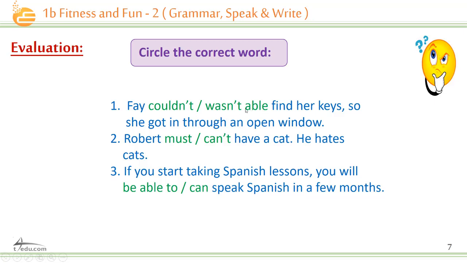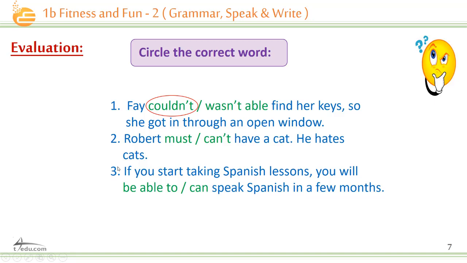Actually, we can't say "wasn't able" because we can't say "wasn't able find." We have to say "wasn't able to find." So the correct one here is "couldn't." Very good.